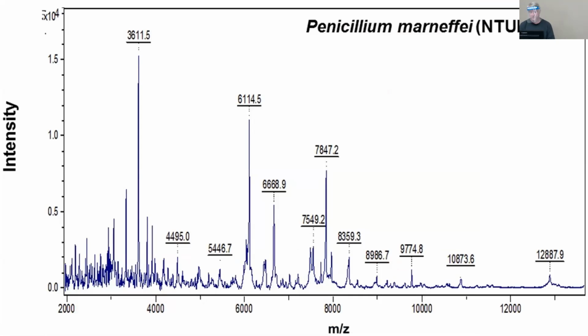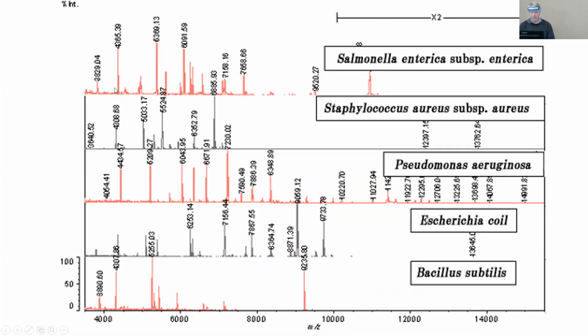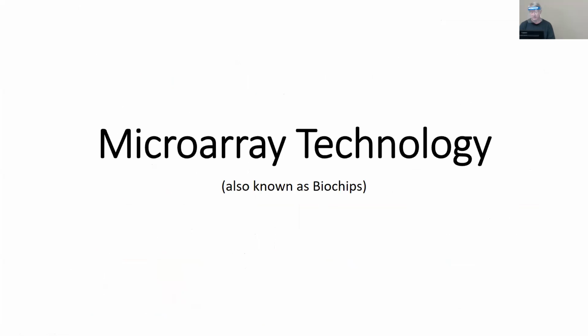So if you've ever seen mass spec, that's what they do. It comes out with different protein patterns, different weights of the actual organism. So we've got Enterica, aureus, aeruginosa, E. coli patterns, Bacillus subtilis. And then we finally make our way to microarray technology, known as biochips.